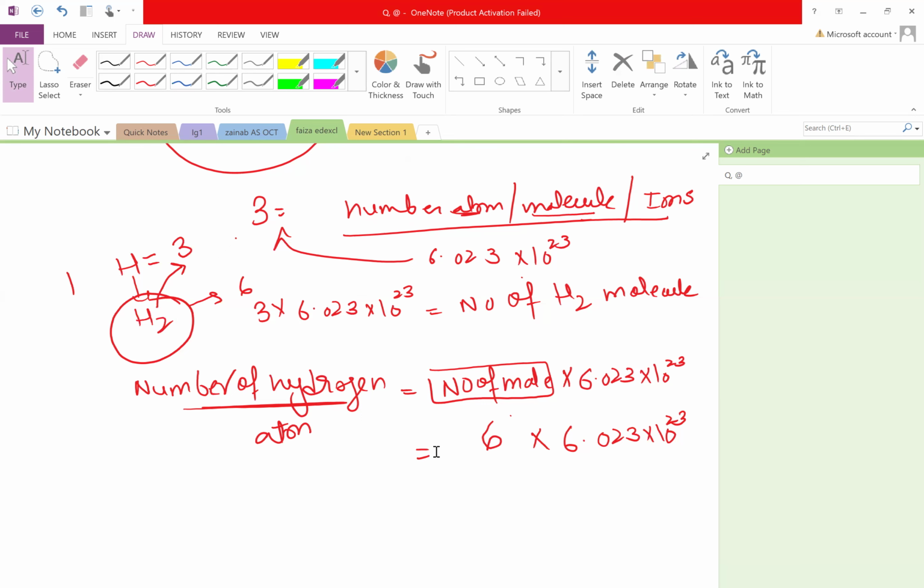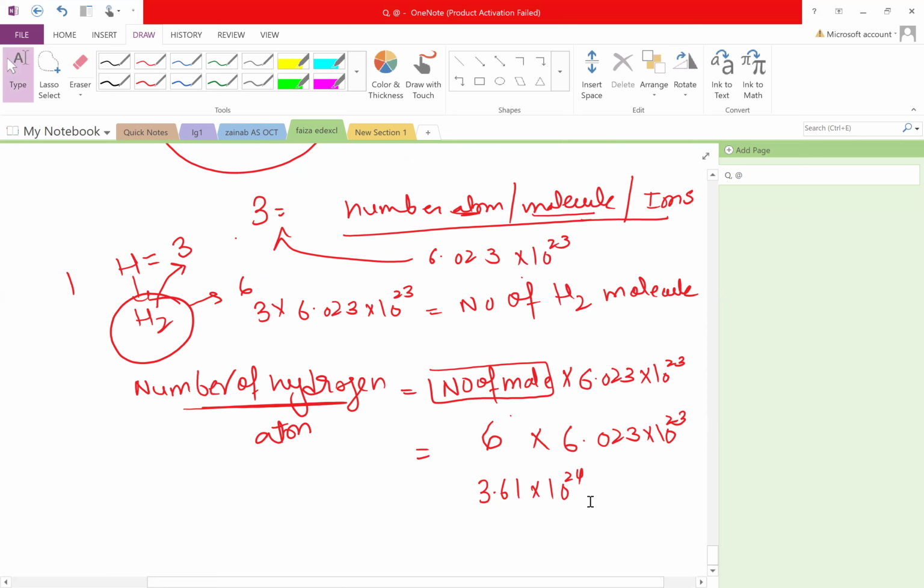Three point six one into 10 raised to power 24. Okay, it's coming as 3.6. Yeah, 3.61 into 10 raised to power 24. Okay, this is correct. Got this? Understood? Yes, got it. Okay.